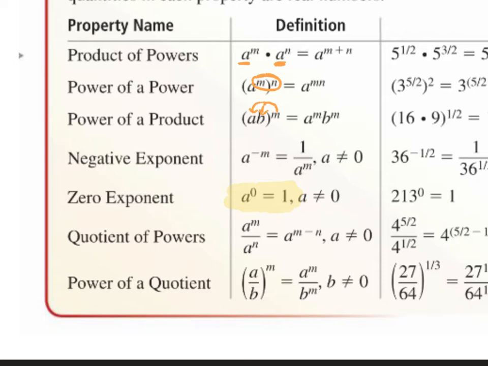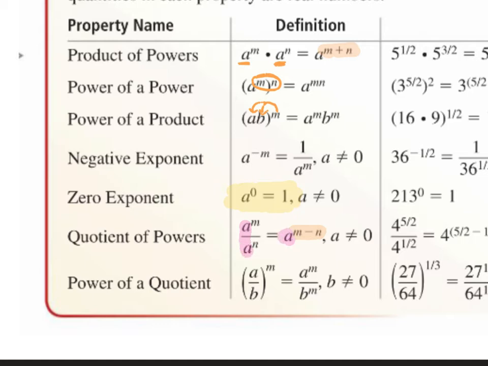Next, we have the quotient of powers. So kind of similar to the product of powers, but when we're dividing, we can combine them together and subtract the two exponents. So when multiplying, we add them together. When dividing, we subtract. And notice how we go from having two a's to just one a, but we combine the two exponents by subtracting.